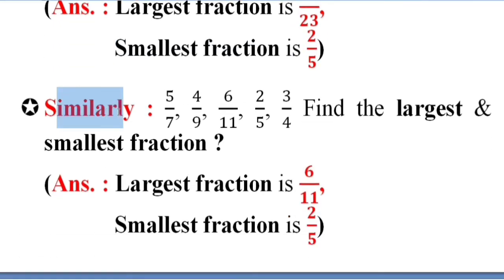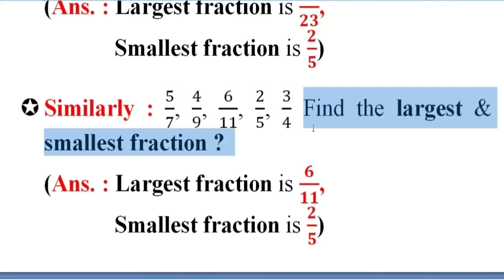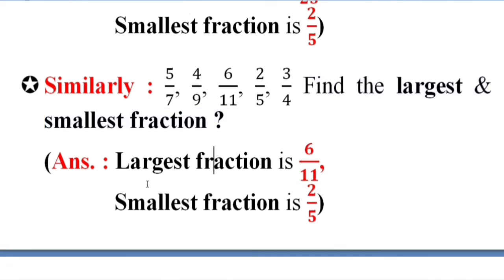Similarly, 5 by 7, 4 by 9, 6 by 11, 2 by 5, 3 by 4. Find the largest and smallest fraction. Answer: the largest fraction is 6 by 11 and the smallest fraction is 2 by 5.